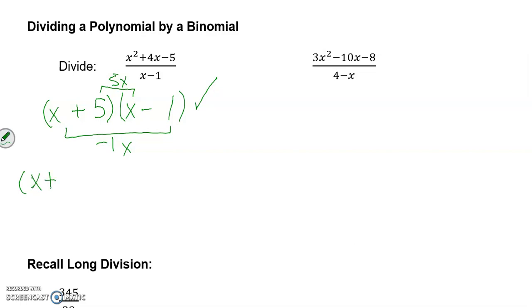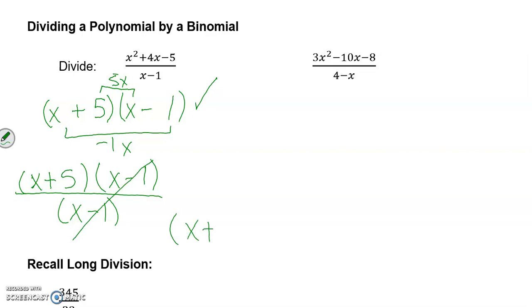So I'm going to rewrite my numerator to be x plus 5 and x minus 1 divided by x minus 1. So now I know x minus 1 divided by x minus 1 is 1, so those cancel out. So I'm left with x plus 5 as my final answer.